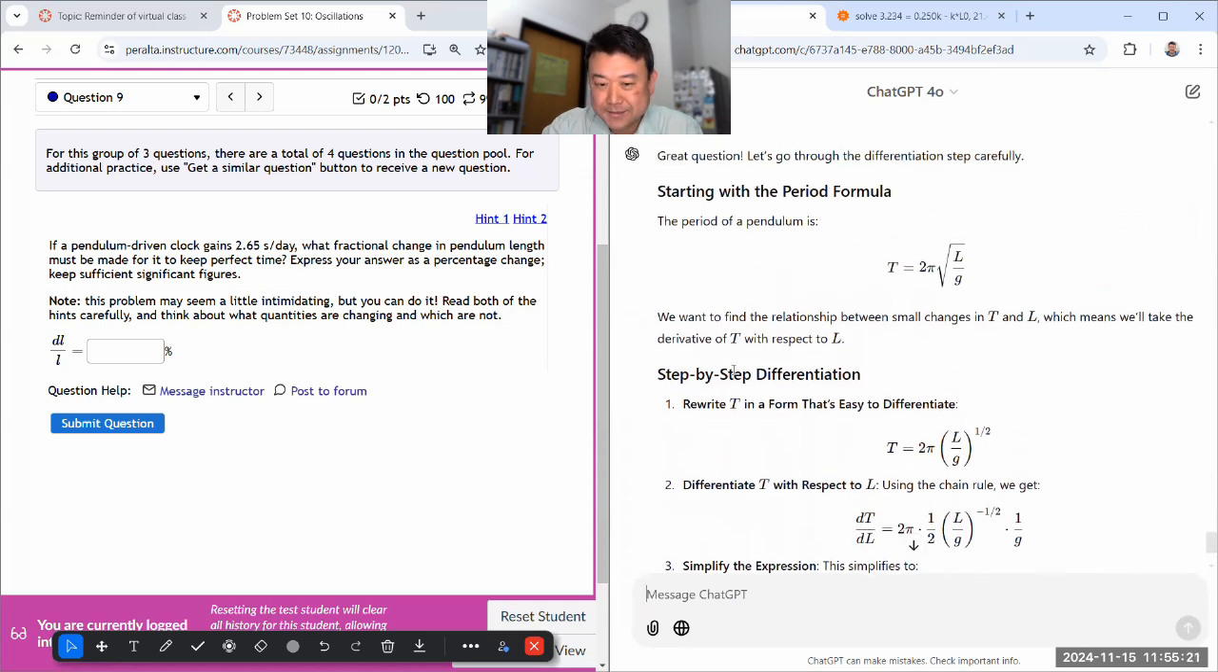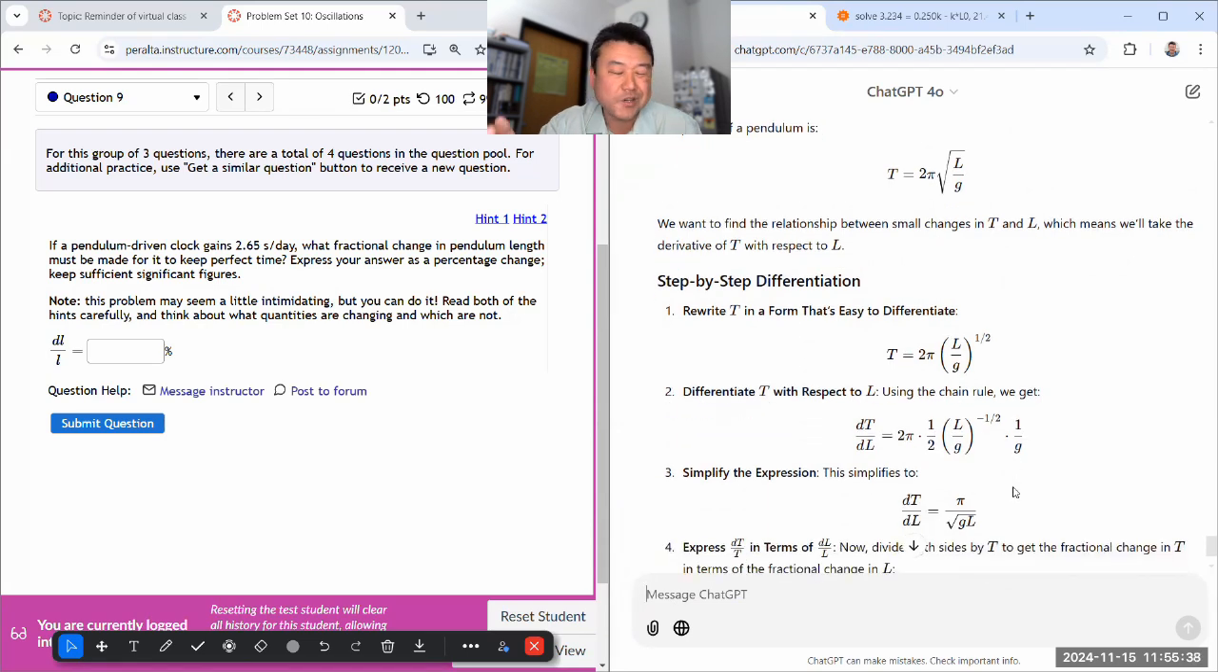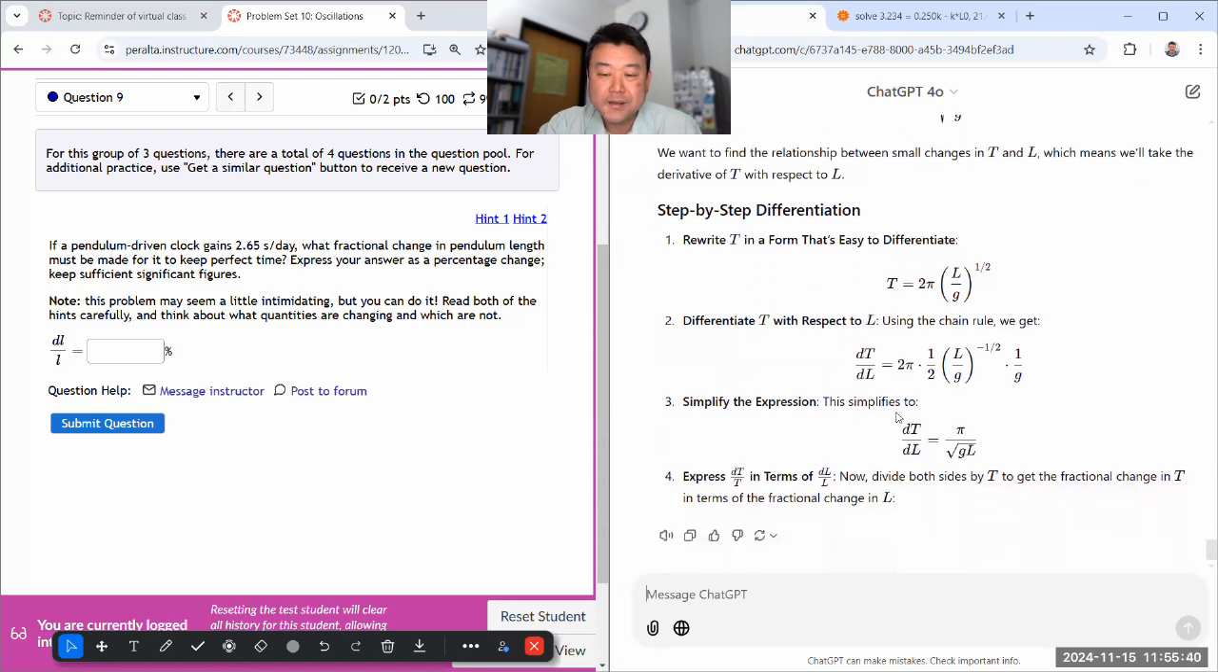Okay, period is this. Rewrite it in a form that's easy to differentiate. Sure. Differentiate with respect to L. Okay, do that. It looks like it may have used the chain rule. So it did the outside and then the inside, which is 1 over g. You can do that. It's fine. You could also just pull out g so that you just have square root of L. Simplify. And from here to that simplification, I think is fine.